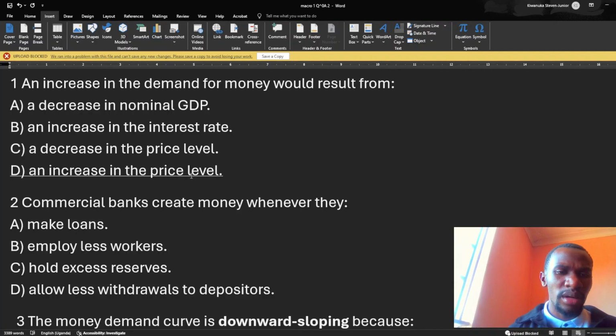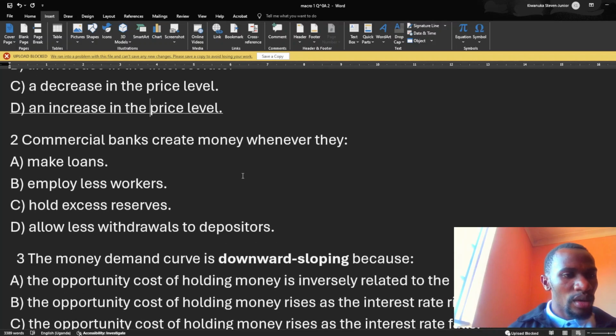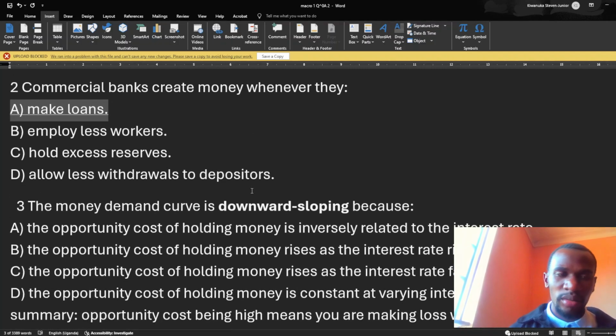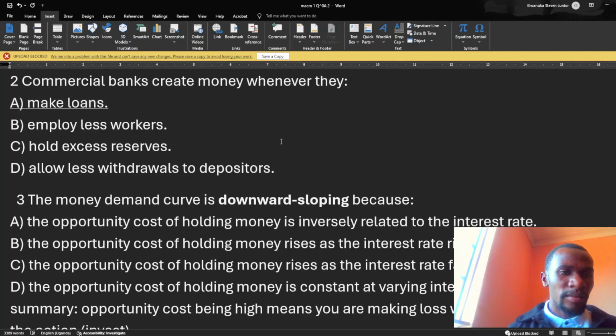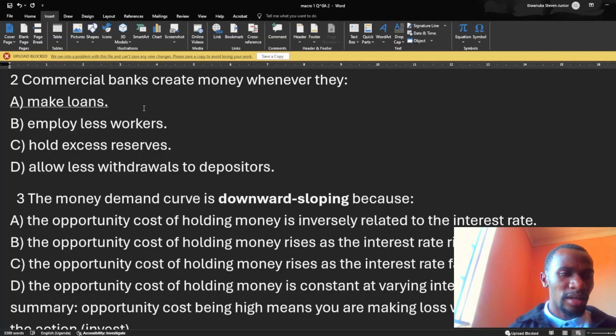Whenever there is an increase in the price level, an item costs more. Let's say a pen is now 10,000, and we will demand more money to buy that item. Commercial banks create money whenever they make loans. That is how the money multiplier works in banking, you remember from macroeconomics in A level. Banks make money through loans.